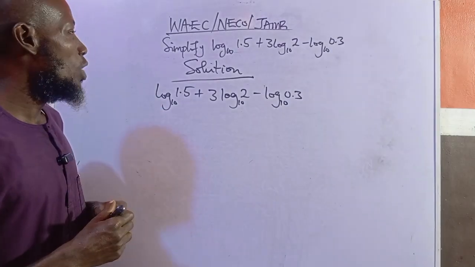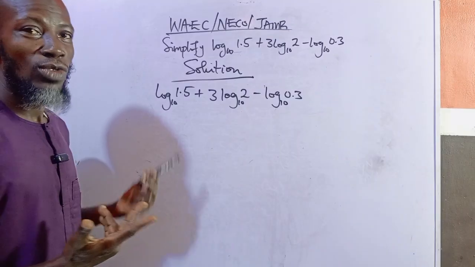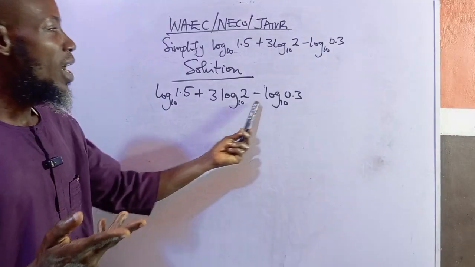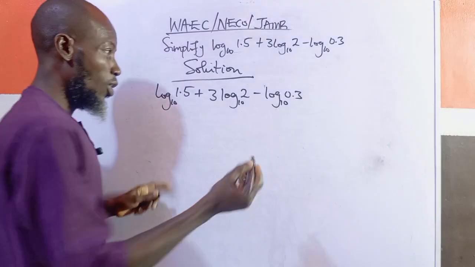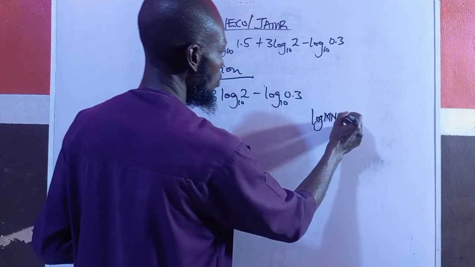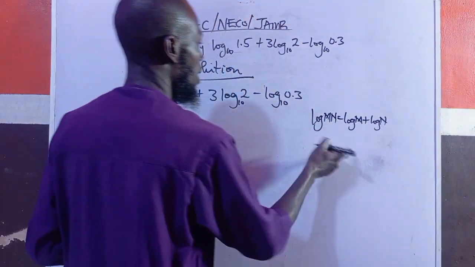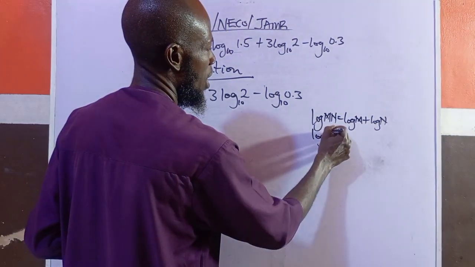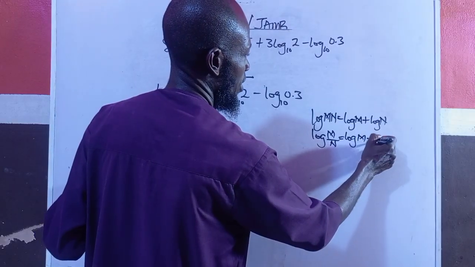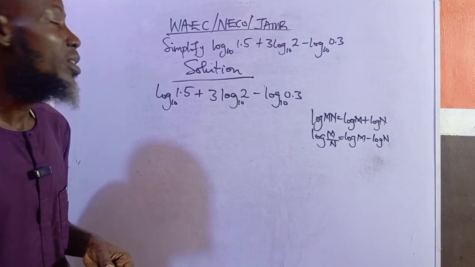So before we do that, you must note the logarithmic laws you are going to apply here. So here you are going to apply multiplication and division. So you can recall, if you have log mn, which is multiplication, you are going to have log m plus log n. Then if you also have for the division, m over n, we are going to have log m minus log n. And that is what we are going to apply here.